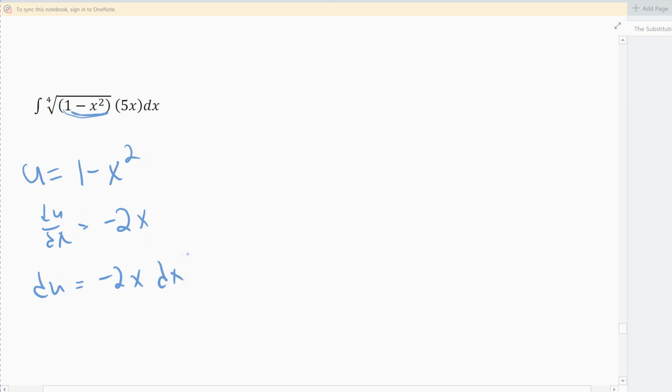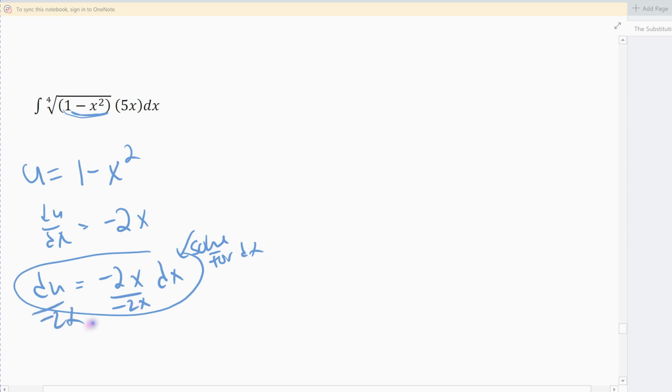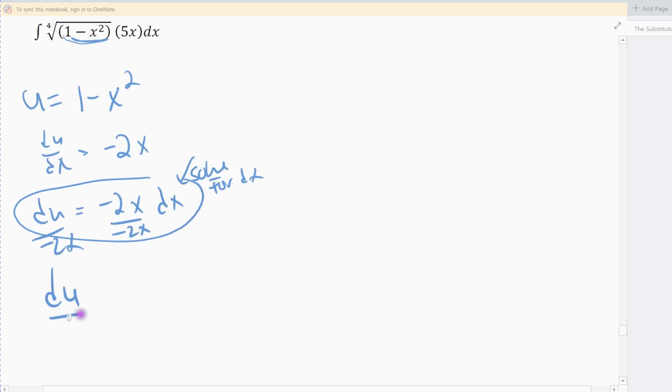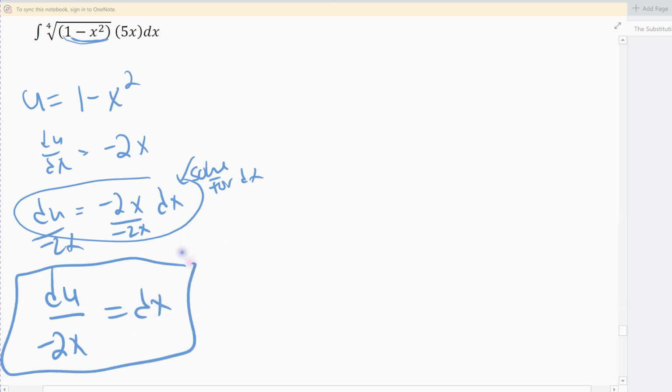Alright, well, I've got a 5x dx, and so in this case, I think it's easier to use that method that I showed you earlier. Solve this for dx. So if I solve for dx, well, I'm going to divide by my negative 2x. So I'm going to get du divided by negative 2x equals dx. That's what I'm going to substitute out.